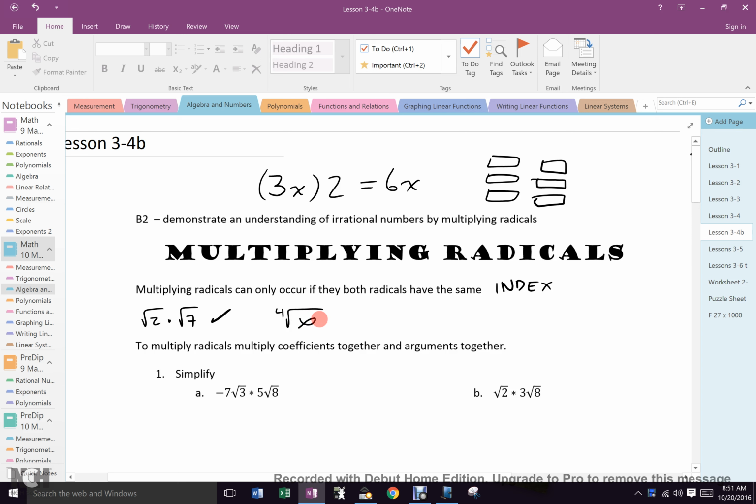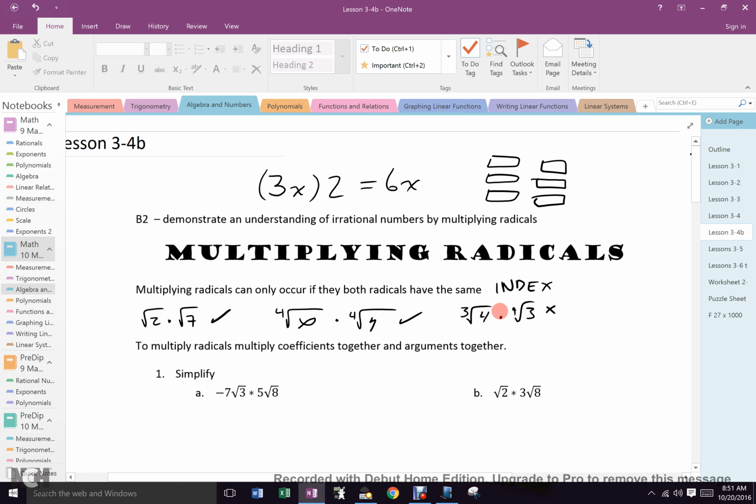4th root of a fish times 4th root of a lightning bolt. Why? Because they're the same index. What's under here doesn't matter. Just index matters. So that's okay. Can I do this? Root 3 of 4 times root 4 of 3. No, because the indexes are different.